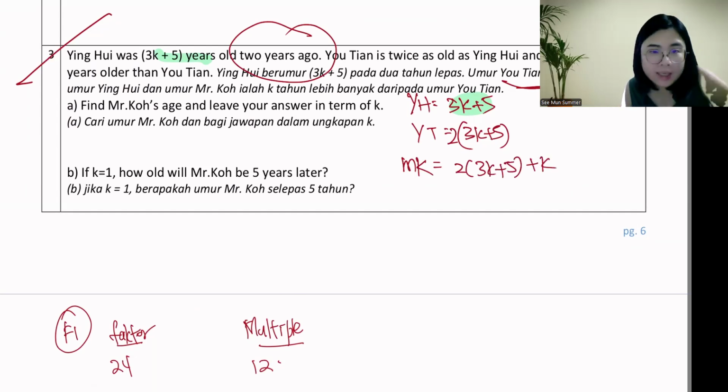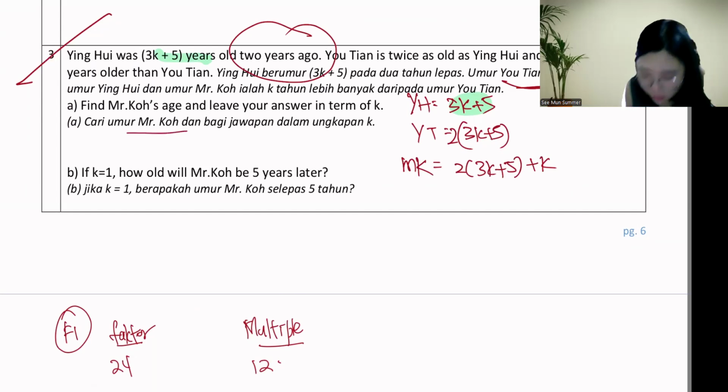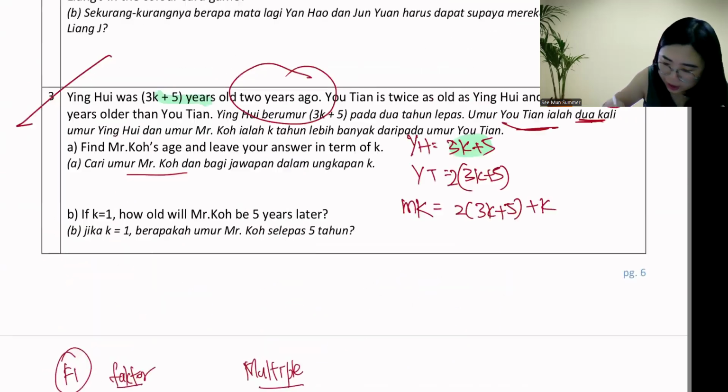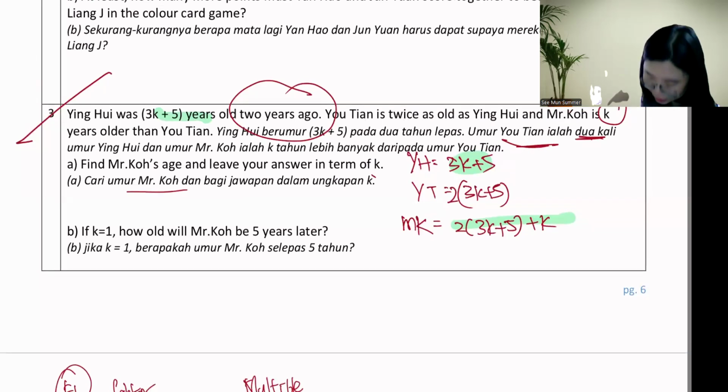Okay, steady. And then they say, find the age of Mr. Ko in K. In K. So that is exactly the unknown. Just that I need to rearrange to dalam ungkapan K, meaning the main character is K, correct or not? Okay, cool. So we arrange.